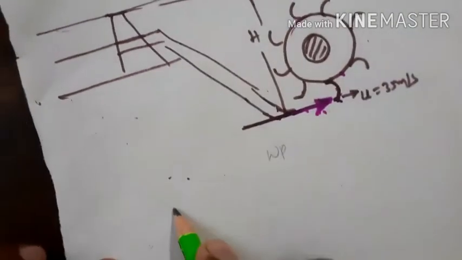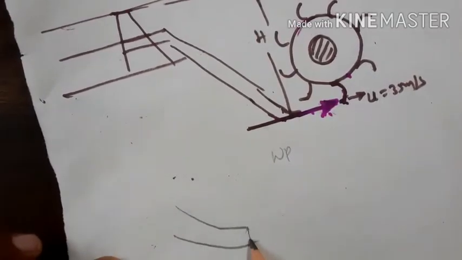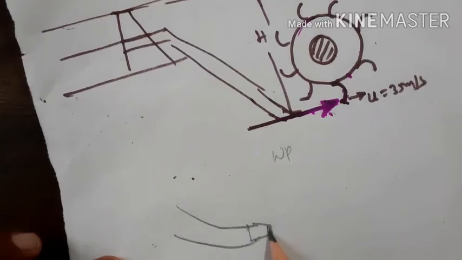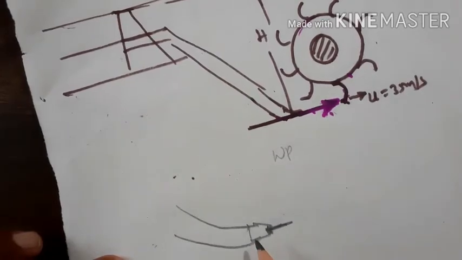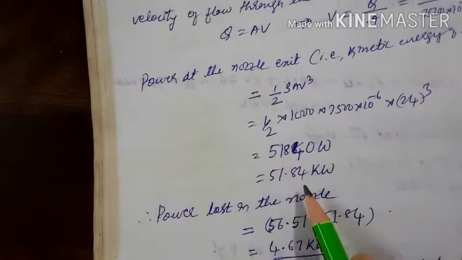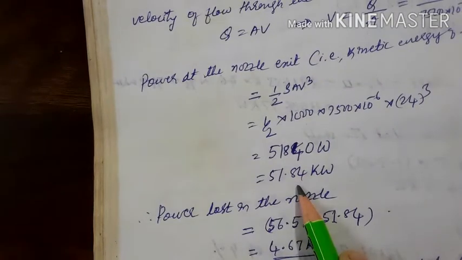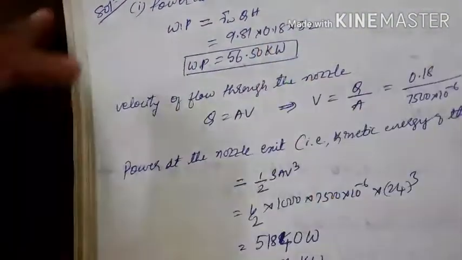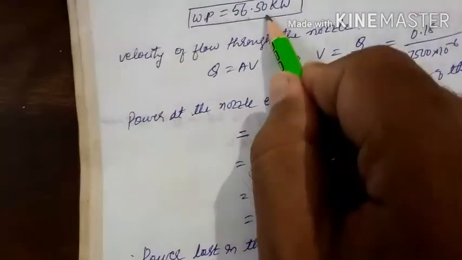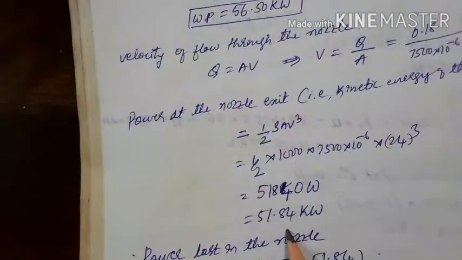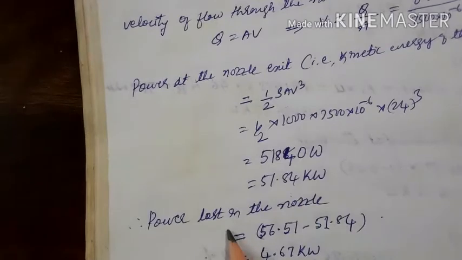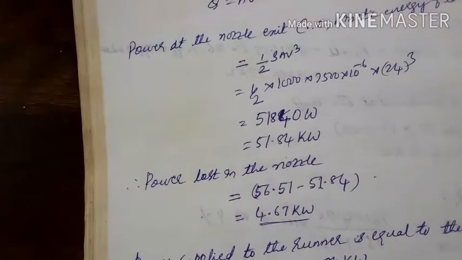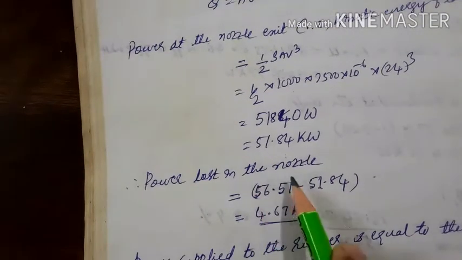Okay, so this is the penstock, and this is the nozzle. So at the exit of the nozzle, the power available is this much, 51.84 kilowatt. But the water power is how much? 56.5. Then this much is the water power, and this is the power available at the exit of the nozzle. Hence the power lost in the nozzle. So how much power has been lost in the nozzle?